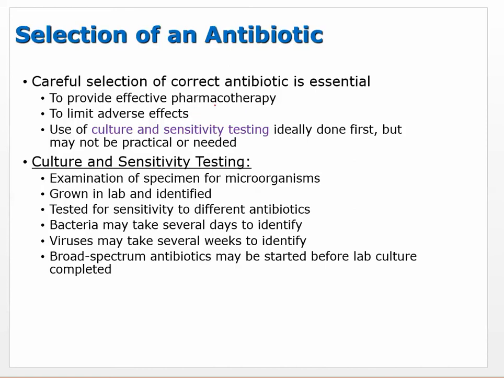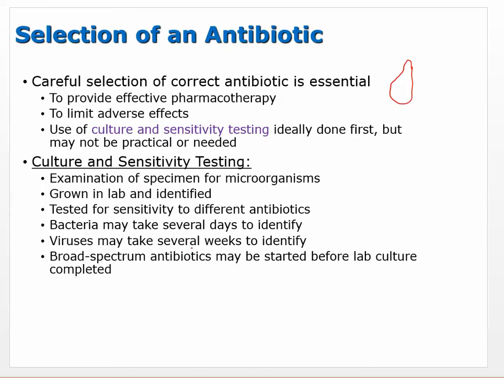Now, you can give a broad spectrum antibiotic, and a lot of times that happens if a patient is very sick, but especially in the cases of pneumonia. Different organisms can cause pneumonia in the lungs. So if it's one type but not another type, then your treatment isn't as effective. So it's good to get this culture and sensitivity testing.